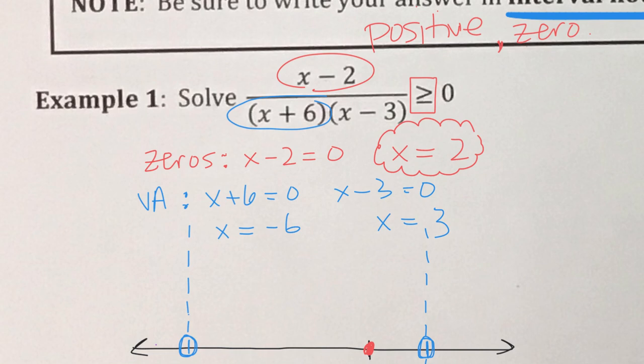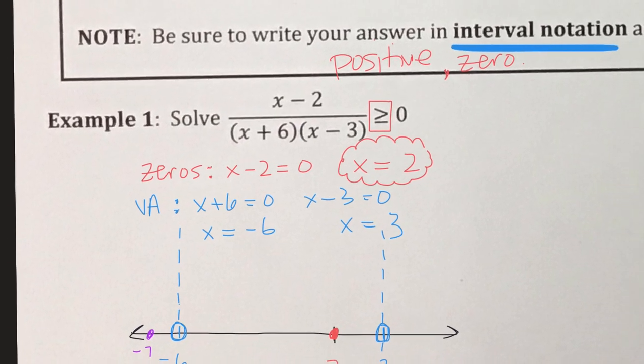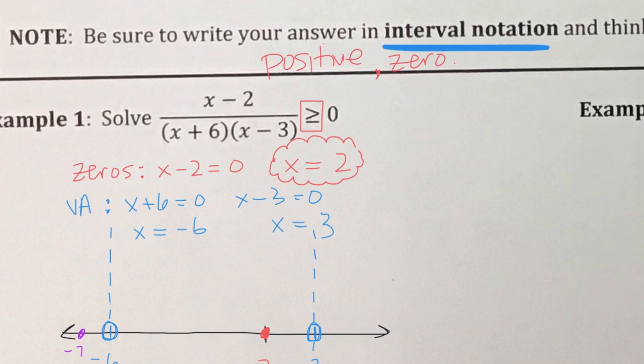So we're going to pick any number to the left of -6, right? A nice one might be -7. And we're going to plug -7 in for all of our x's up here in your problem. Remember, we're only looking for positivity. Is our value positive or negative? So we have -7 minus 2 over -7 plus 6 and -7 minus 3. So you're plugging in -7 for every single x that we have.